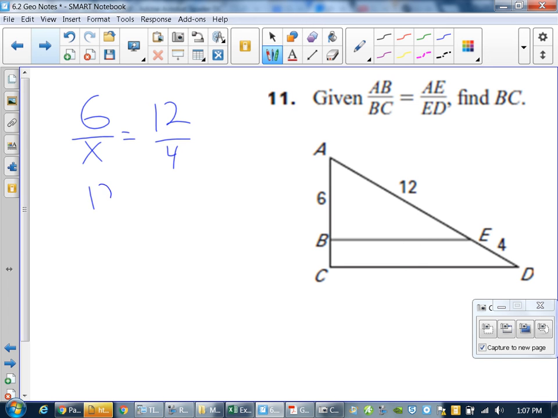Cross multiply, we get 12x. It's 24. X is 2. And remember, you can always go back and substitute in to check and see if it worked. 2 times 12 is 24. 6 times 4 is 24. You know that proportion holds true. You know that your value of x works. Okay? That's where we're headed towards. We're heading towards getting information from a diagram and filling in the blanks. Okay?